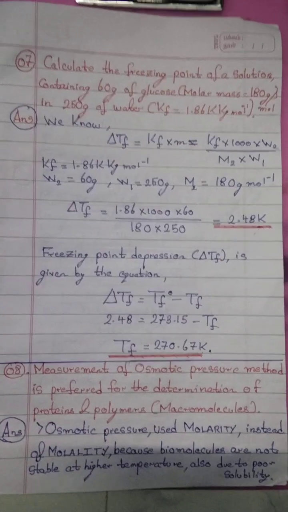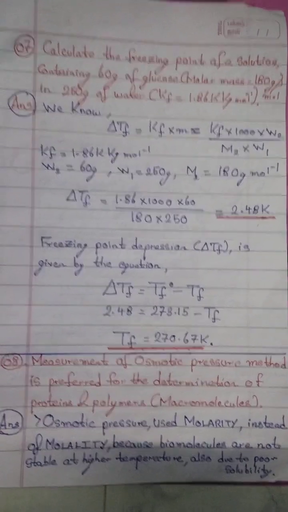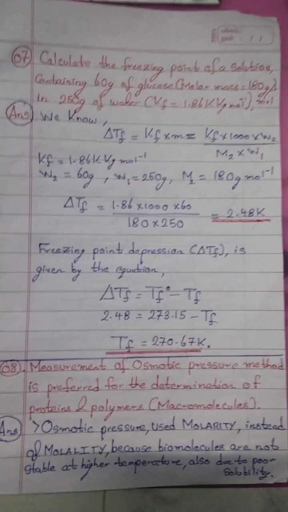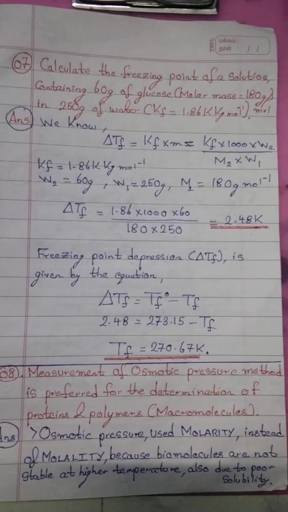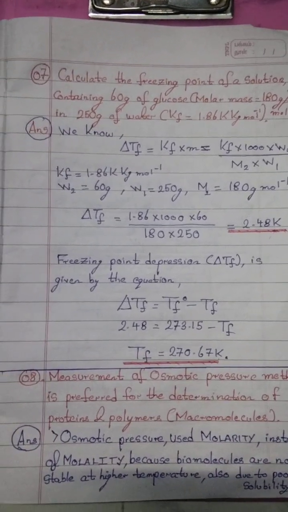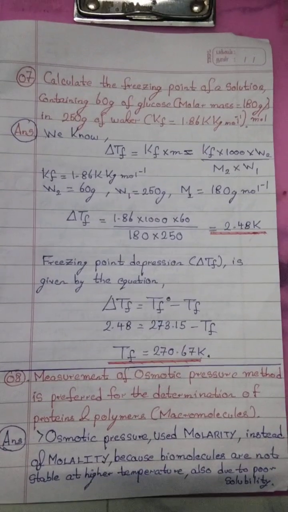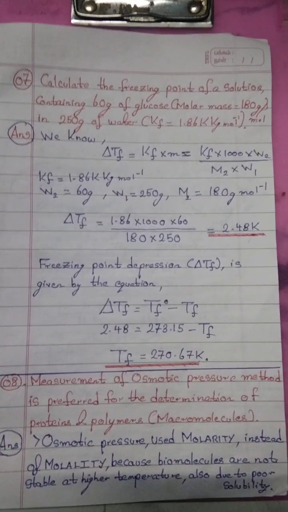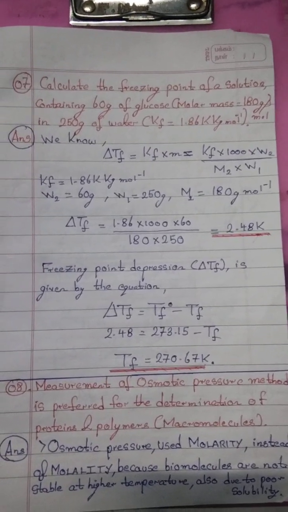Now moving to the last but one question of this post. Calculate the freezing point of the solution containing 60 gram of glucose, C6H12O6, whose molar mass is 180 gram per mole, in 250 gram of water, that is the solvent. Kf, the freezing point constant, is 1.86 Kelvin kilogram mole inverse.